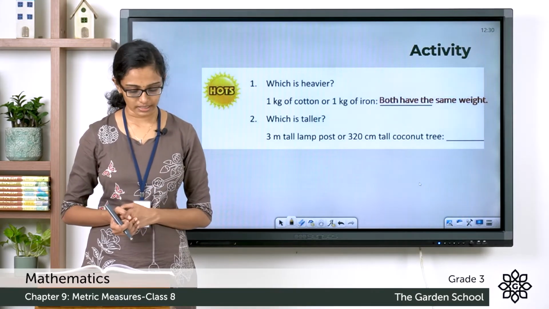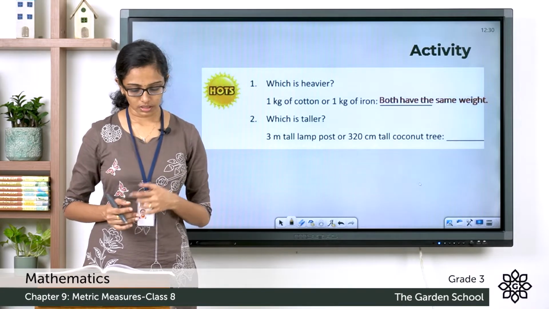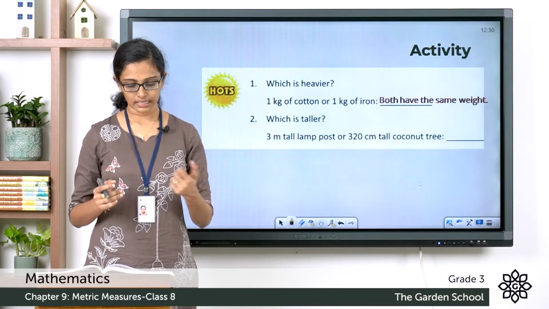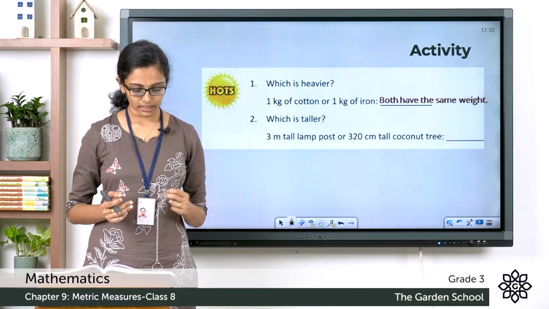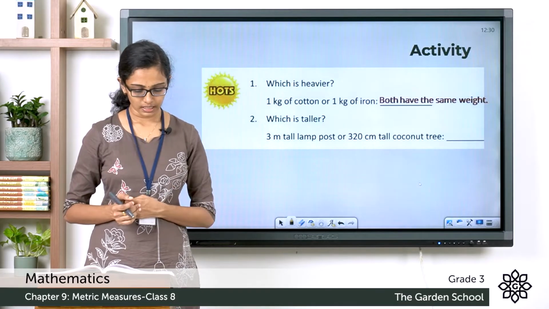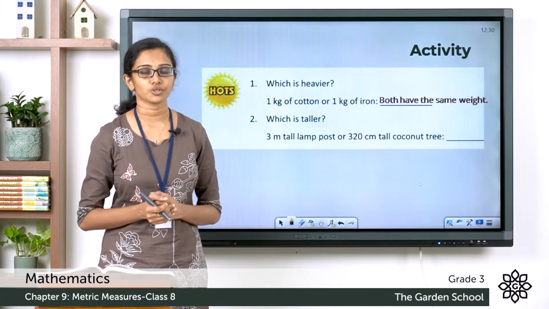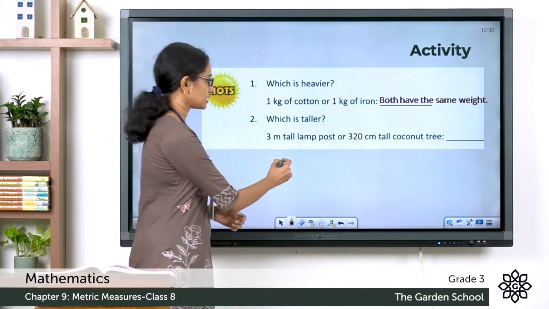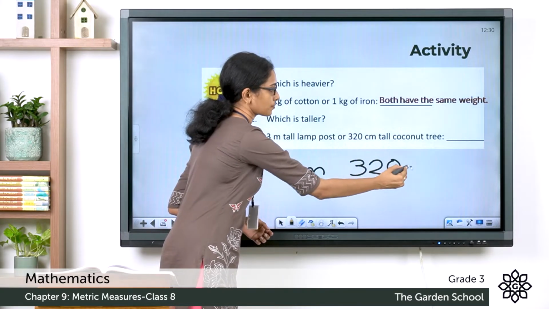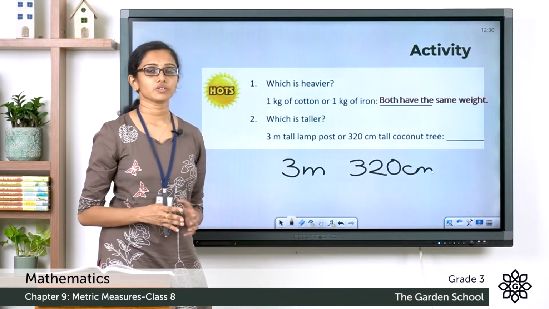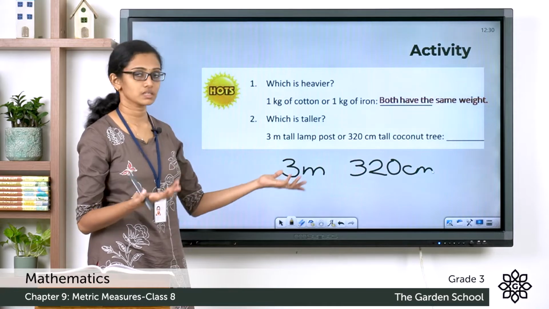Now what about the next question? Which is taller, a 3 meter tall lamppost or a 320 centimeter tall coconut tree? We are given two measurements of length there. One is 3 meter, whereas the other is in centimeters, 320 centimeters. Which one is the longer measurement? One is in meters and the other one is in centimeters. See, we can compare only measurements with the same units. So let's make these measurements in terms of the same units.